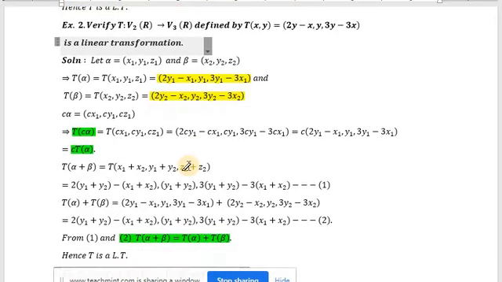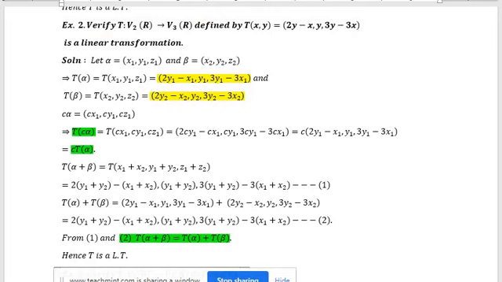See, this condition has to be satisfied. So let us consider alpha and beta to be two arbitrary elements of V3R. Let alpha is equal to (x1, y1, z1) and beta is equal to (x2, y2, z2). Then the transformation of alpha, that is T of alpha, is equal to T of (x1, y1, z1), and T of (x, y, z) is defined as (2y minus x, y, 3y minus 3x).